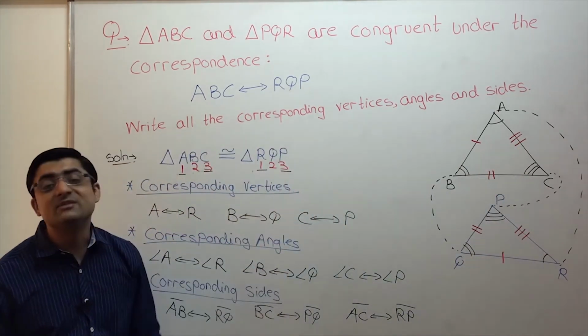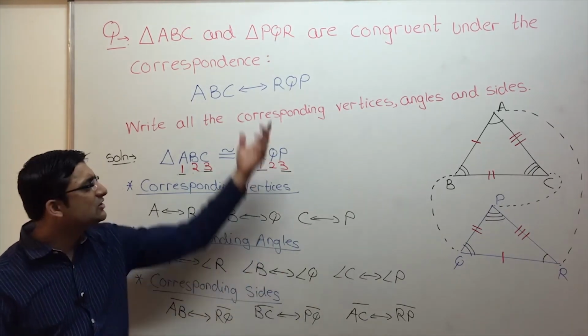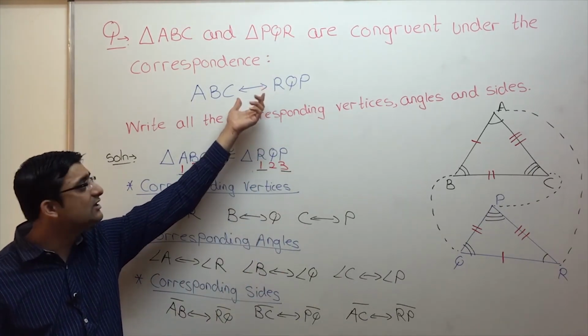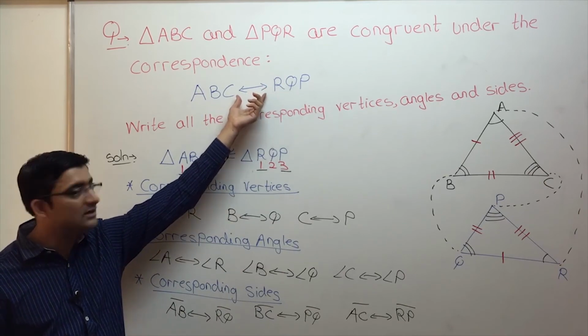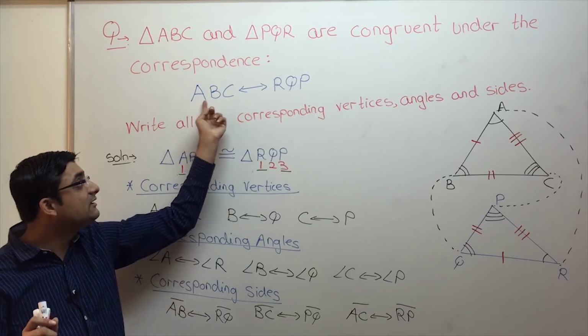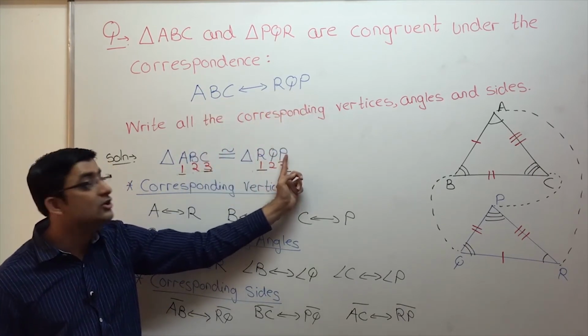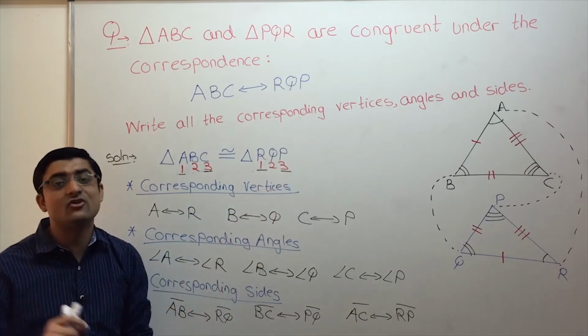So this is what is meant by correspondence of triangles. Sorry, this is what is meant by congruence of triangles. Correspondence or congruence is the same thing. Whenever you're given the correspondence statement like this, do write it like this. Ensure you don't make a mistake in copying. Here ABC, here also ABC. Here RQP, here RQP. Do not change these letters, otherwise you'll get a wrong answer.